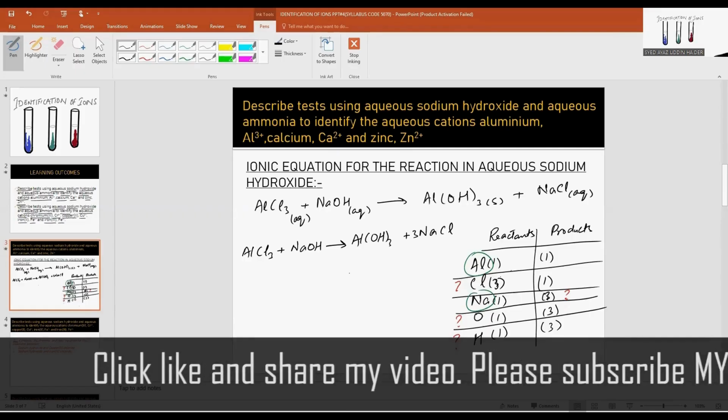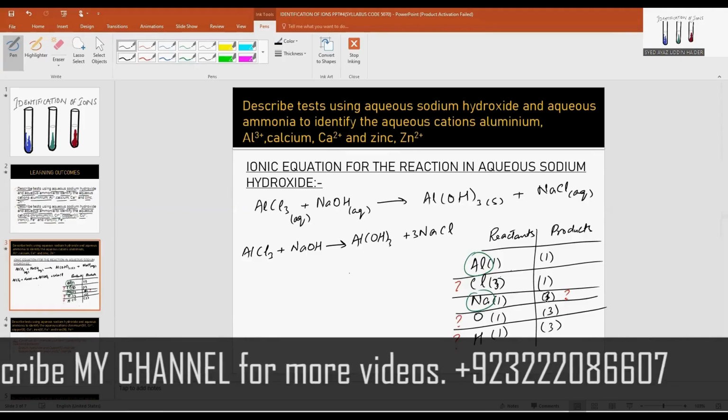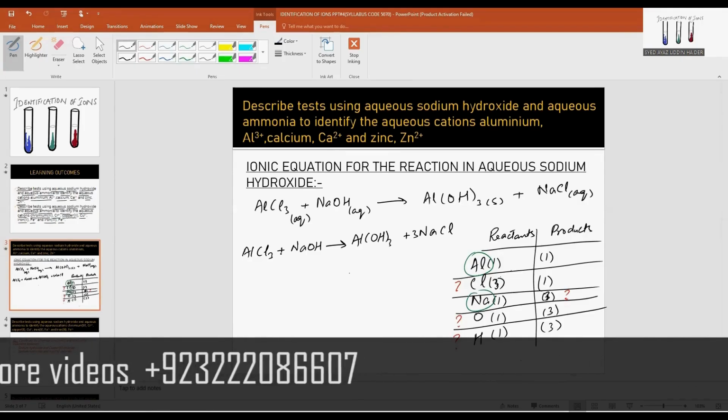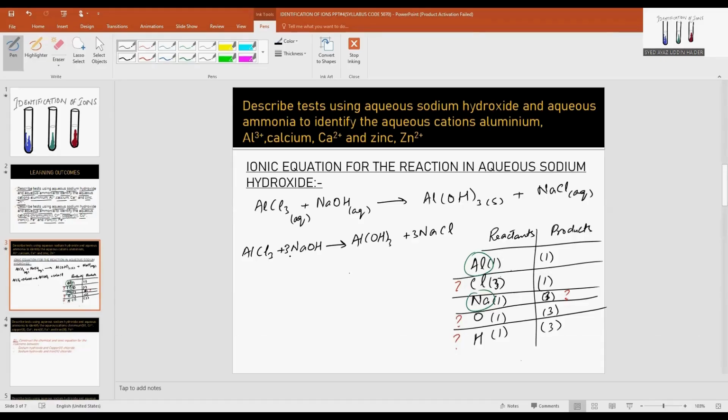Write 3 here. It's 1 on the reactant side. So what if you write a 3 before NaOH? In this way, we'll be able to balance the whole equation. Now the whole equation is balanced. If you want, you can count the number of atoms on each side and find they are balanced.